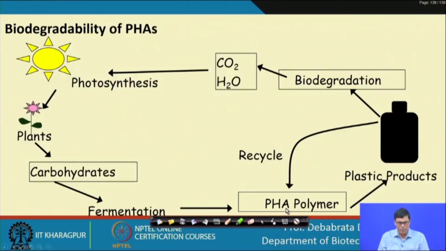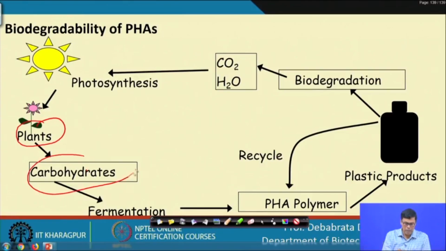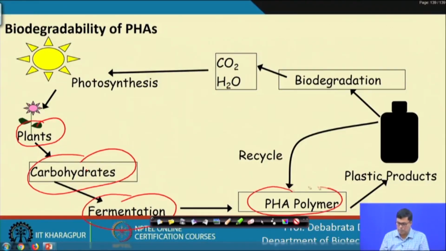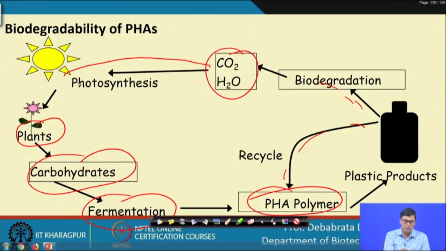Now the biodegradability of PHA is a very important factor, because in the plant we have carbohydrate, and when we use this carbohydrate in the fermentation process it produces PHA polymer, which is a plastic product, and this is biodegradable. You can recycle or biodegrade it to carbon dioxide and water, and this again through the photosynthesis process in the plant we produce. This is a cycle that we have in the system.